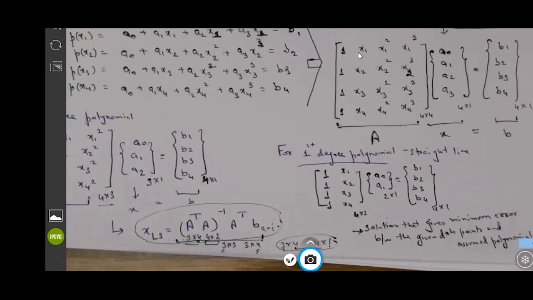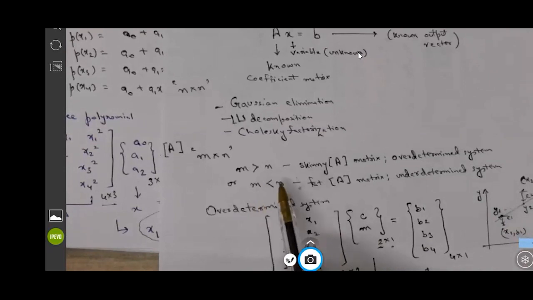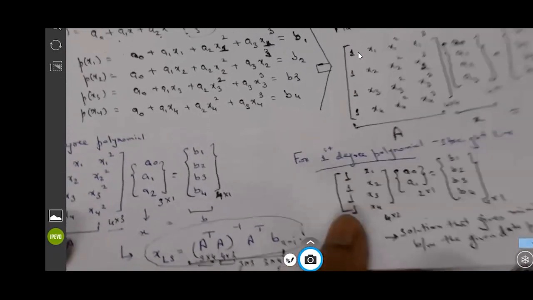Okay, so the next step is, now we have seen the least square solution, which is for an overdetermined system. Overdetermined system basically means your m is greater than n. Now, the second part is when m is less than n, what will happen then? So I'll just take a small, simple example here.